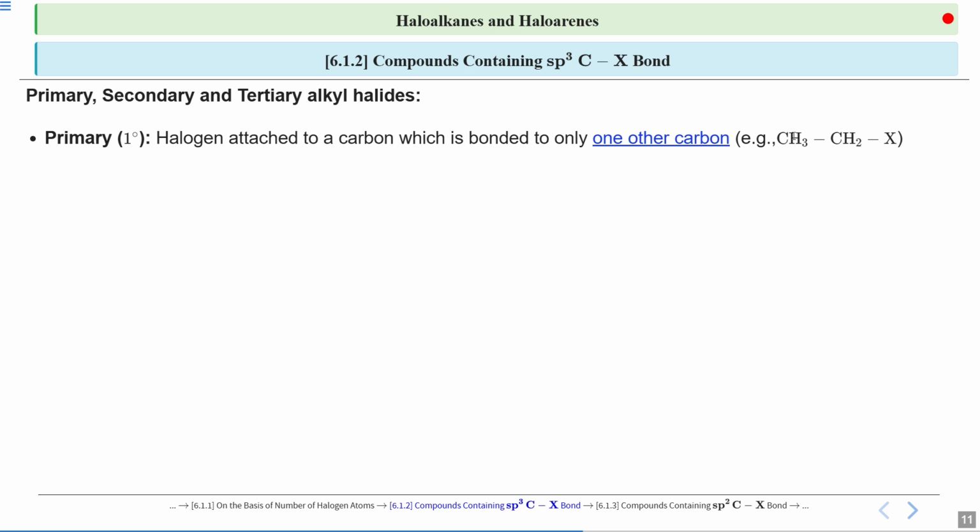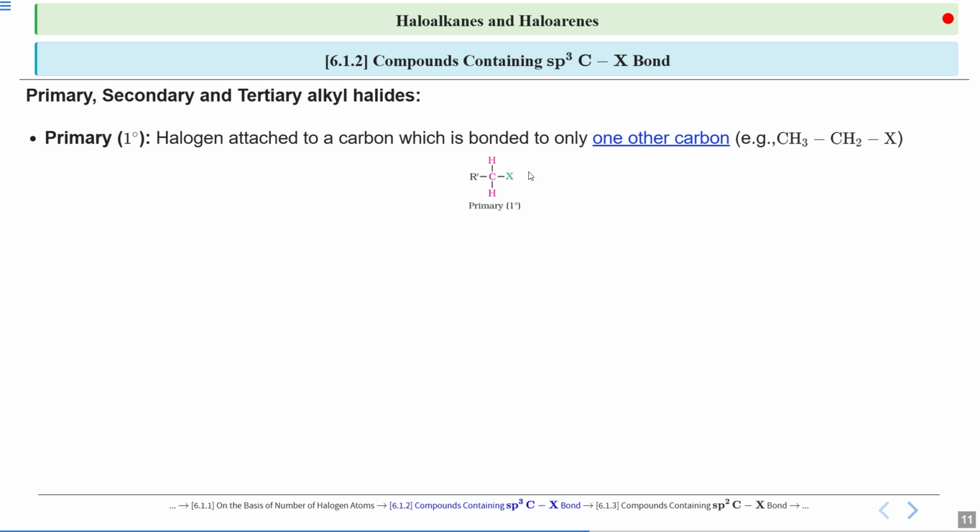For example, CH3CH2X, where X is representing the halogen and CH3CH2 is the ethyl group. Here, if you see the structure, the halogen is attached to this carbon, right? And this carbon is attached to only one carbon, right? So this is considered a primary alkyl halide. You can call it primary ethyl halide. Okay, you will understand more when you see the secondary and tertiary alkyl halide.